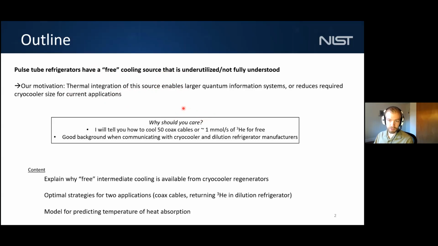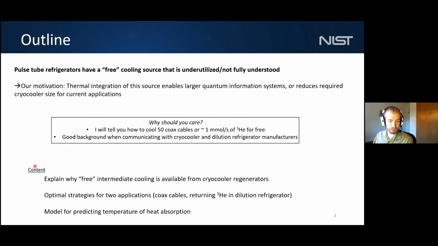So why should this audience in particular care about this research? Well, first of all, I can tell you exactly how to cool many coaxial cables, for example, down to your base operating temperature. And I can tell you exactly how to, say, cool or condense 1 millimole per second of helium-3 for free. So I'll actually tell you how to do these things in this presentation. And also this is good background to have when communicating with cryocooler or dilution refrigerator manufacturers. That's why you should care.